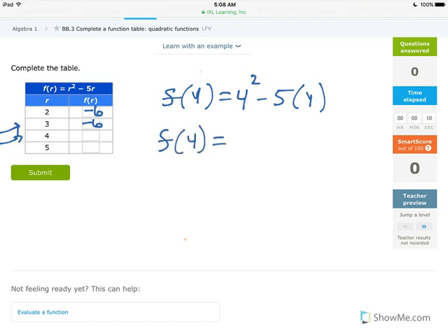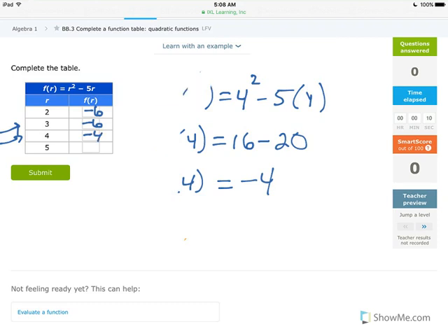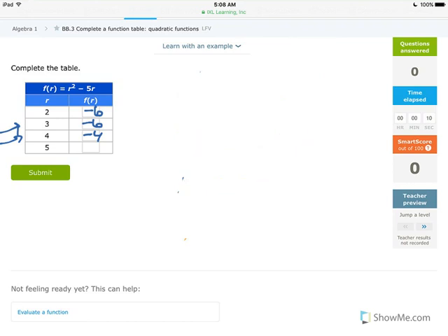4 squared should get us 16, minus 5 times 4 is 20. 16 minus 20 should get you negative 4. So the value of the function f at 4 has a value of negative 4, so that's going to be your output. And one more input, which is going to be 5 for the last one.